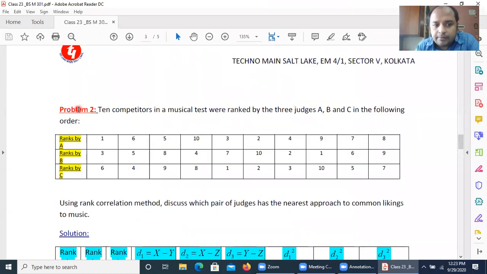Here is another problem, number 2. It is also a very interesting problem. It's something different from the previous one. The problem goes like this: 10 competitors in a musical test were ranked by 3 judges, A, B, and C, in the following order.